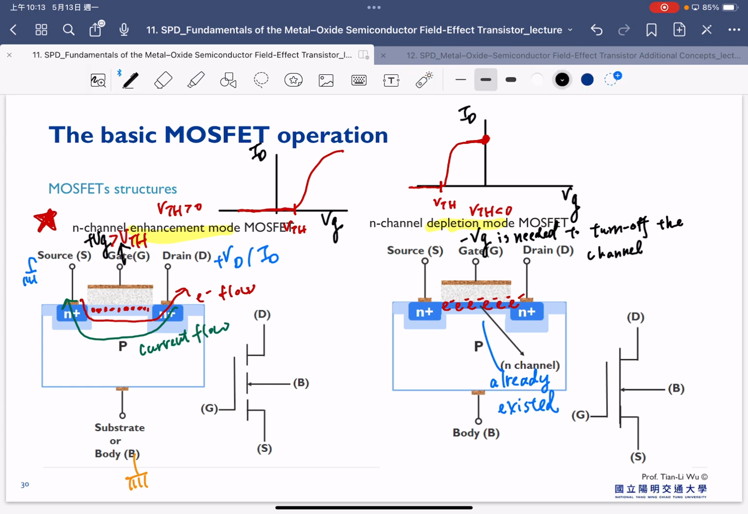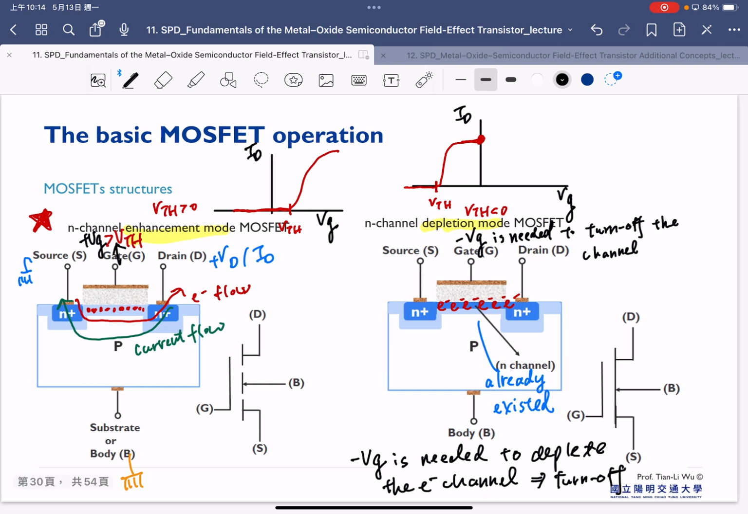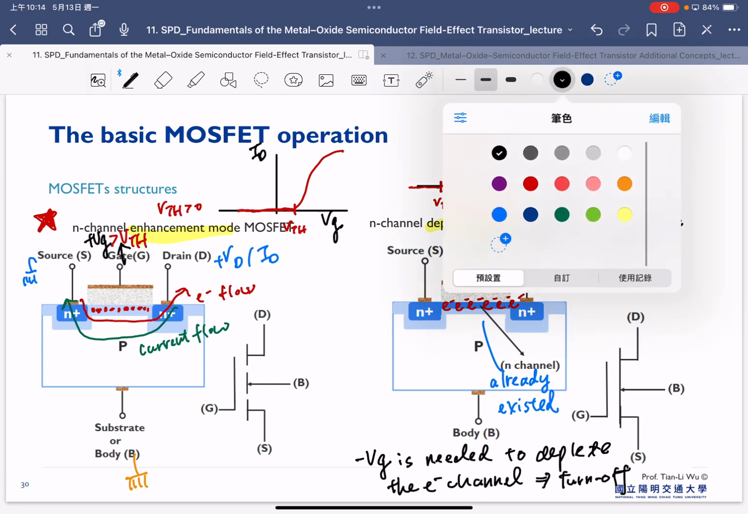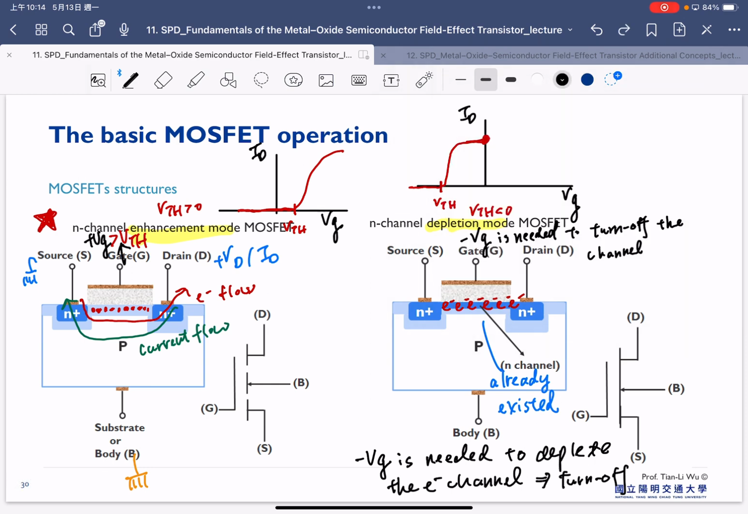So in this case, we need to apply the negative bias to deplete the electron channel, and that's how we are able to turn off the transistor here. And that's why, because we need to apply the negative bias to deplete, we call this a depletion mode.